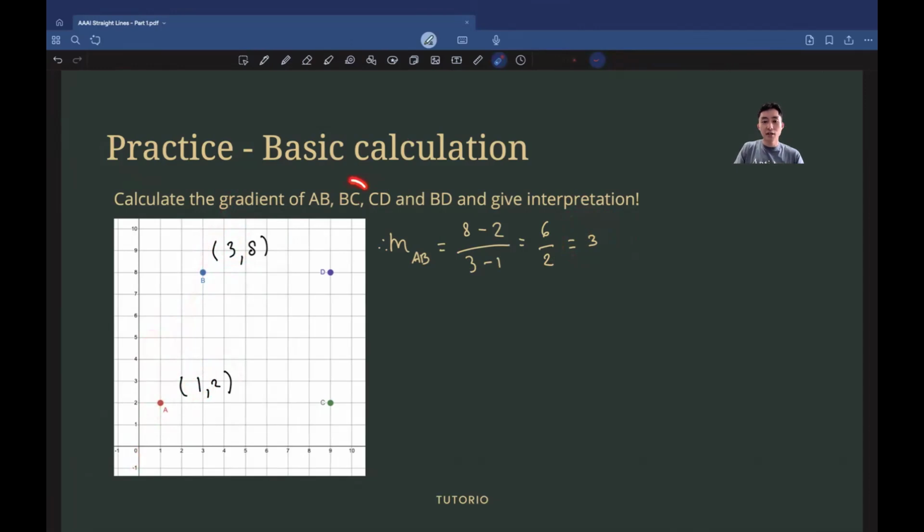Now we shall calculate for BC. Okay, we haven't written the interpretation. Pardon. The interpretation is here. So the gradient is moving upwards, right? And then I will write it here.